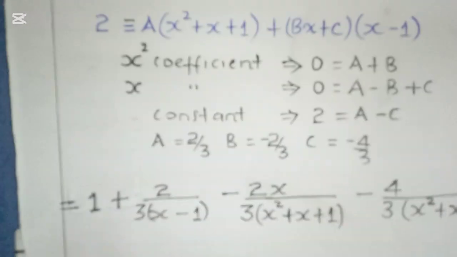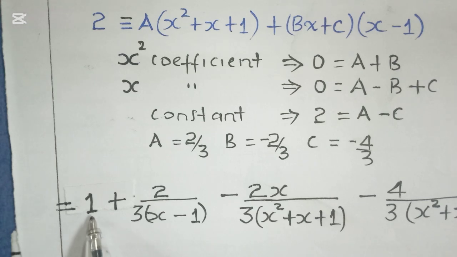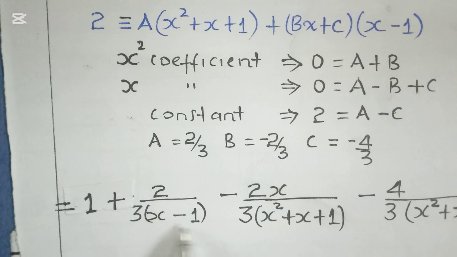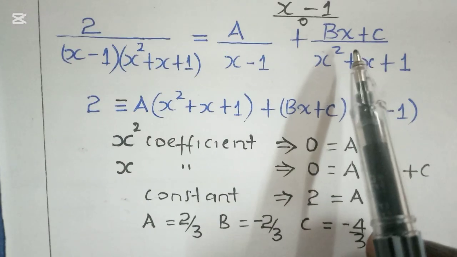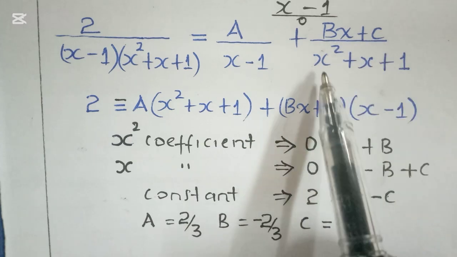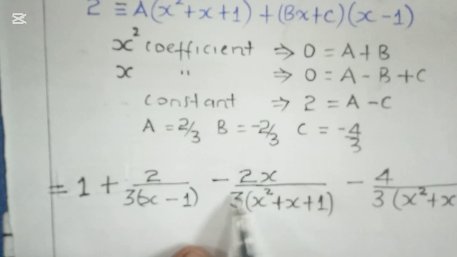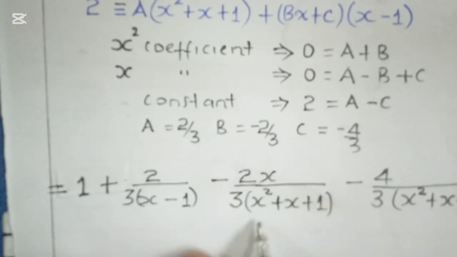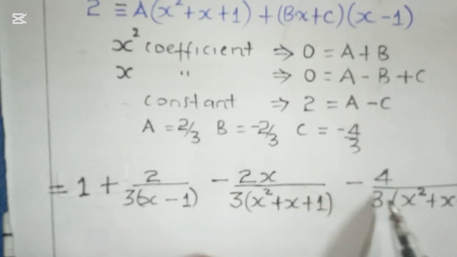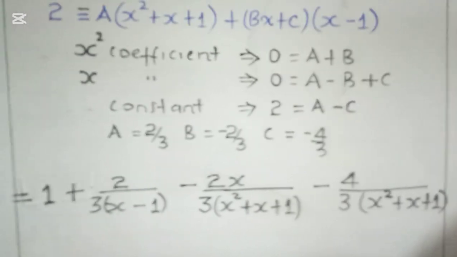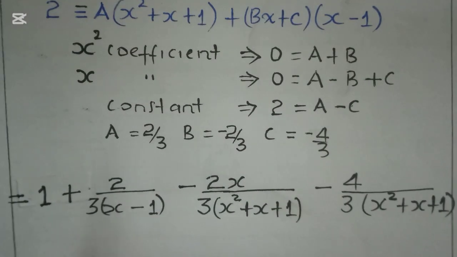Already I've corrected, because my first one was 1 plus, then we have A, which is 2 all over 3, x minus 1. We have B. We can separate this into 2 fractions under this denominator. So the B is negative 2 all over 3, this is x all over that, minus 4 all over 3, which is now C, all over, again, x squared plus x plus 1. And so this is our solution.